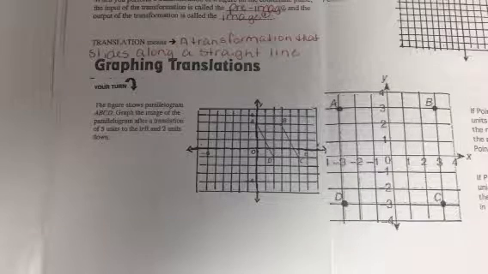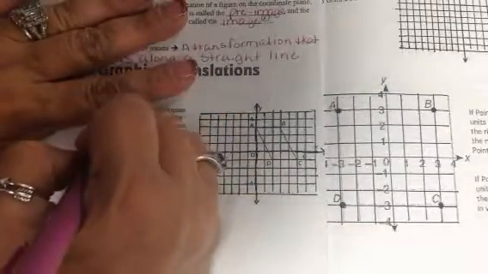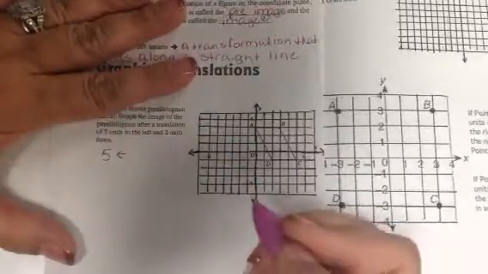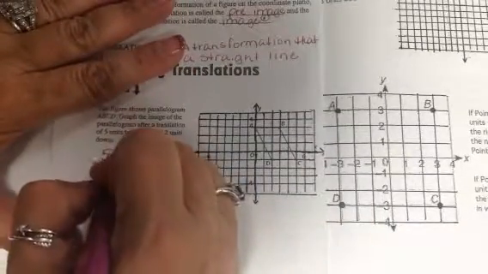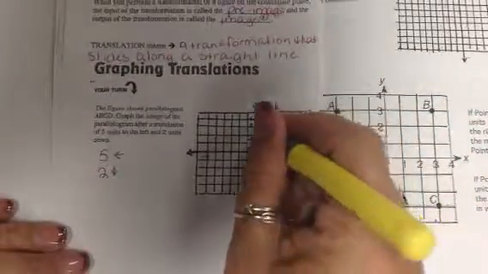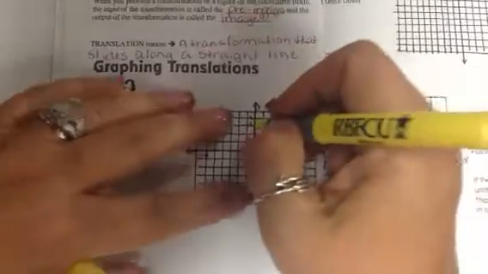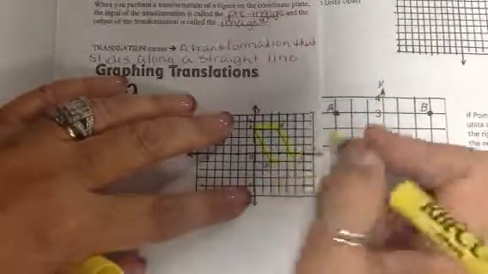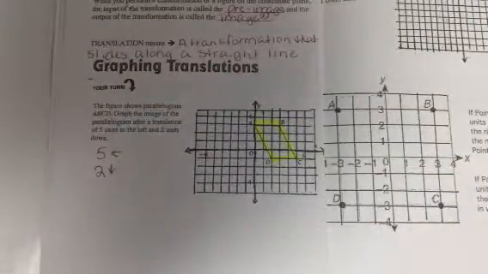If you look at this, it says the figure shows parallelogram ABCD, and it says graph the image of the parallelogram after a translation of 5 units to the left and 2 units down. I always come over here and I write 5 and I make an arrow going left, and then I write 2 and I make an arrow going down. That way I know where I'm moving on my transformation here. Because it's a little bit hard to see, I'm going to outline this shape so that you can see it and see where it's at on the graph.